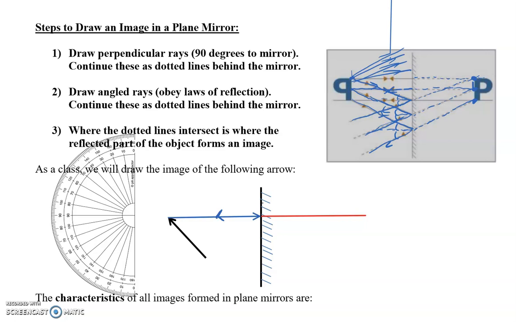I want to extend it a little bit longer than the other one. And so this is the virtual ray behind the mirror. It's the reflected ray traced back behind the mirror.